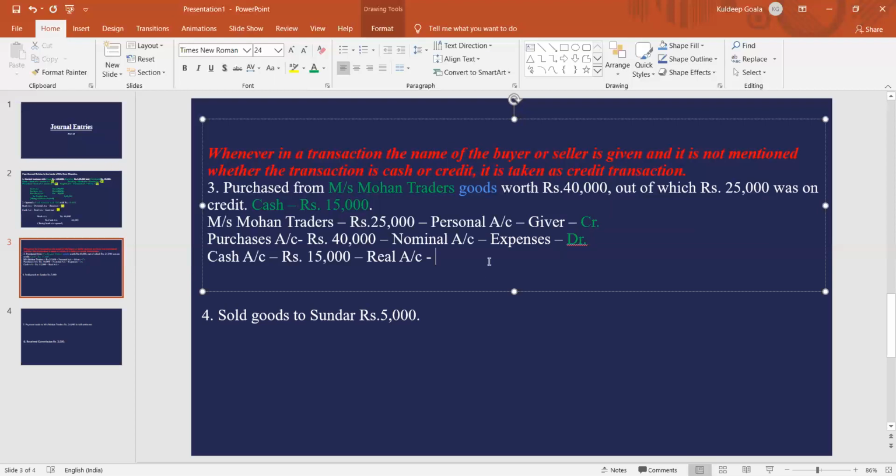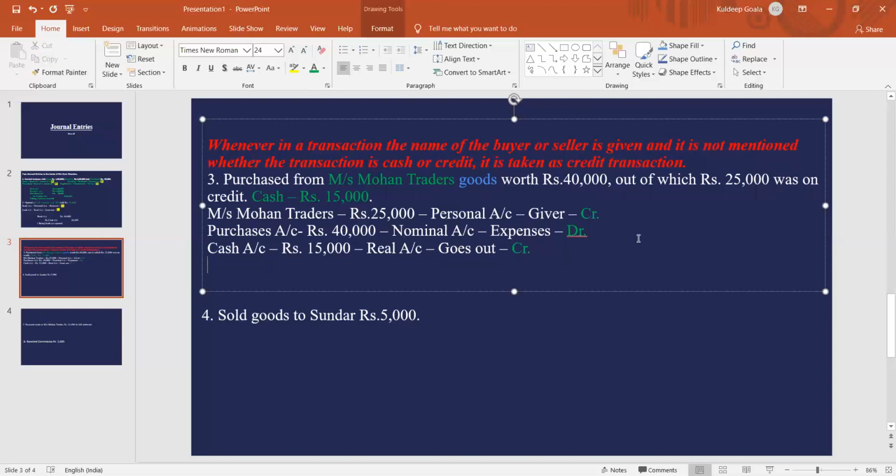And now comes the real account. In real account, what is the rule? Debit what comes in, credit what goes out, isn't it? Real account: debit what comes in, credit what goes out. So is cash coming in or going out? Exactly, it is going out. It goes out from the business, so what goes out will be credit. Clear, everyone? So this is the outcome of this particular transaction.